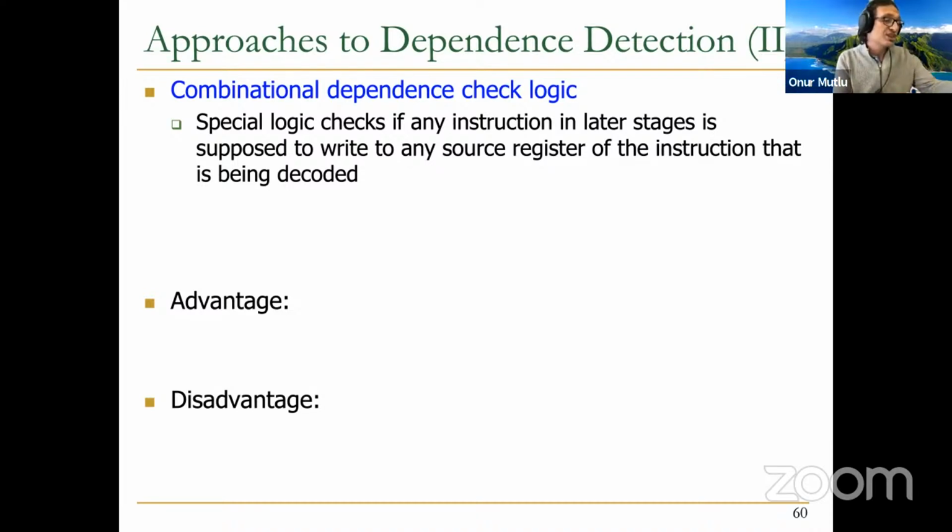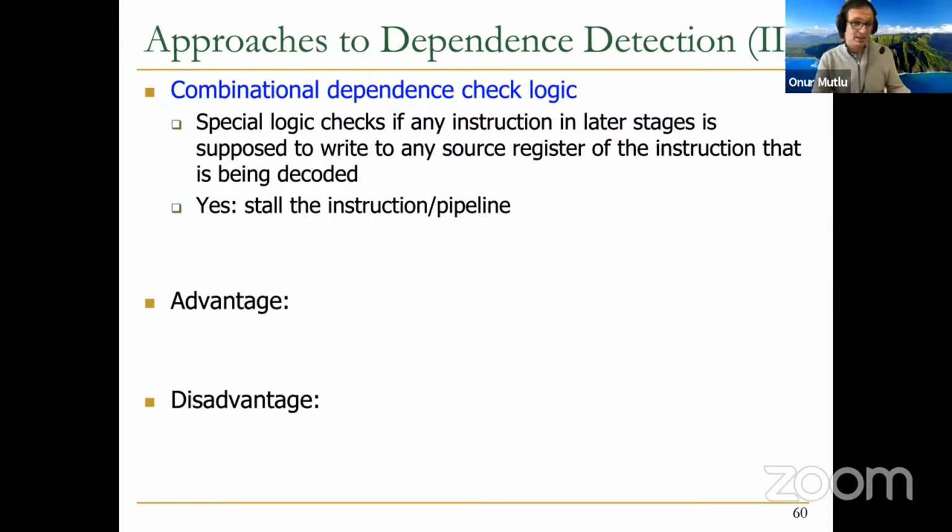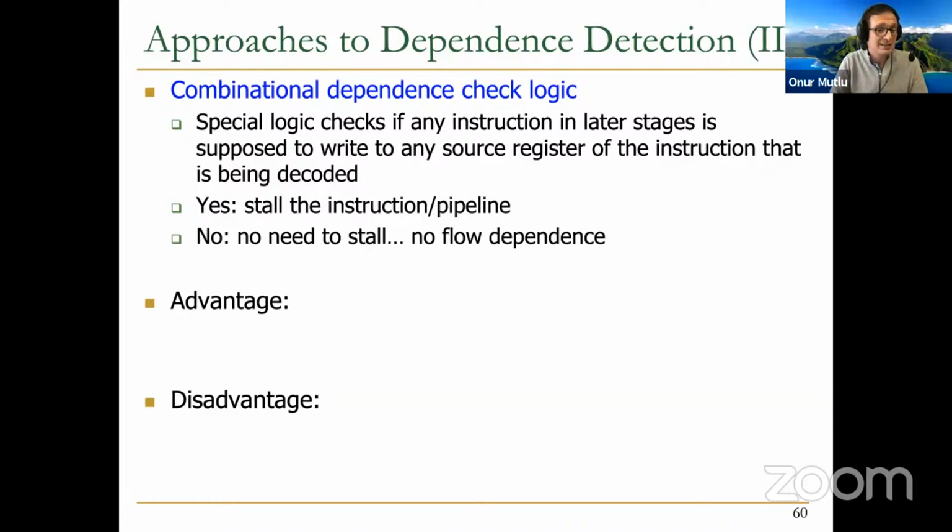In the decode stage, you check whether you're reading from register 5. You know that an instruction in the memory stage is supposed to write to register 3. If you're reading from register 3, you check whether these two match. And if they match, you stall, basically. So it's a combinational matching logic. It matches the register IDs of the instructions that are supposed to write in later stages to the register that we are supposed to be reading. If yes, we stall the instruction and the pipeline. If no, there's no need to stall because there's no flow dependence.